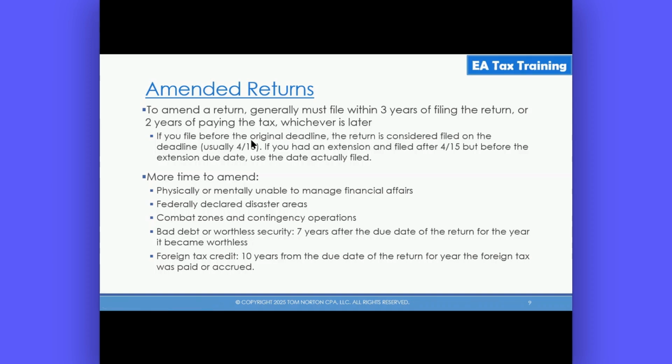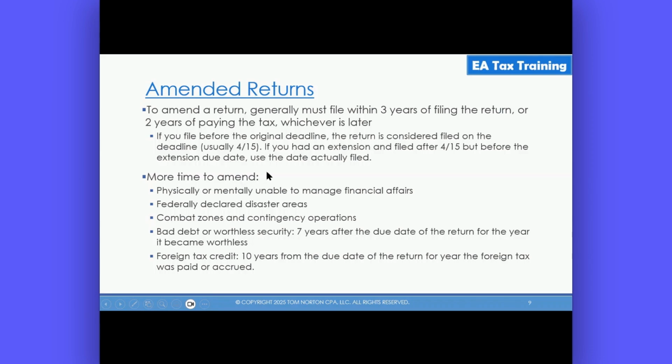Well, yes, normally you do, but not always. It doesn't always work out that way. So it is the later of those two that you have to amend: 3 years of filing the return or 2 years of paying the tax. And if you did file before the original deadline, then the return is considered to be filed on the deadline. So if you filed on March 1st, then it will be considered to have been filed on April 15th. So you've got until April 15th, 3 years later, to file your amended return.